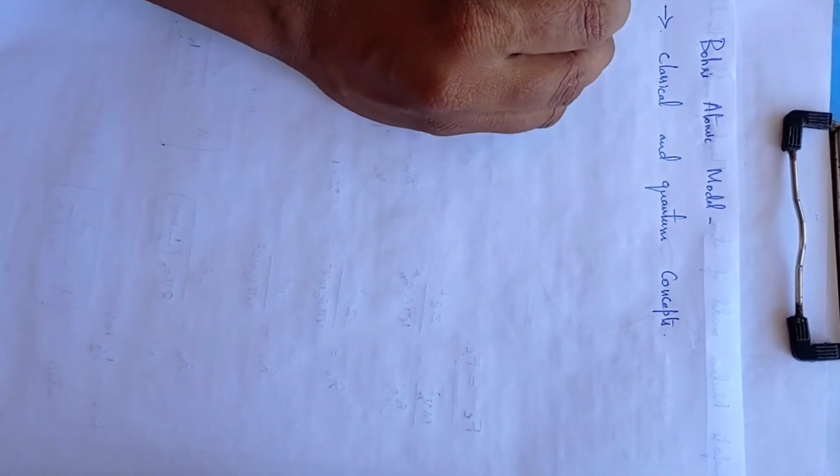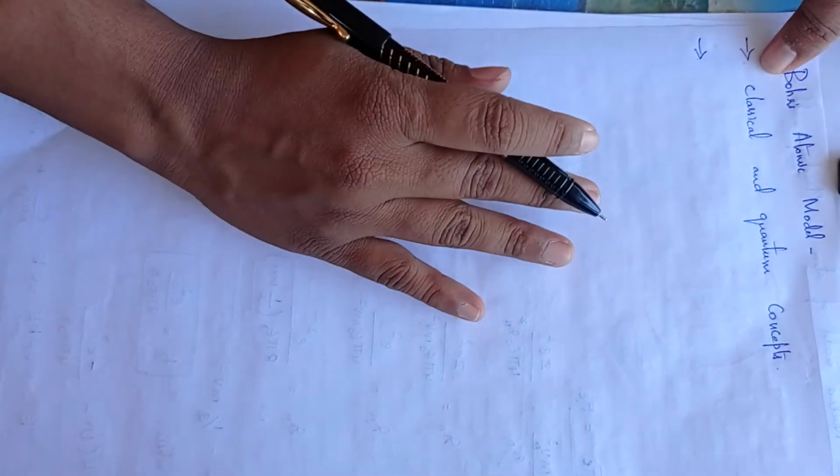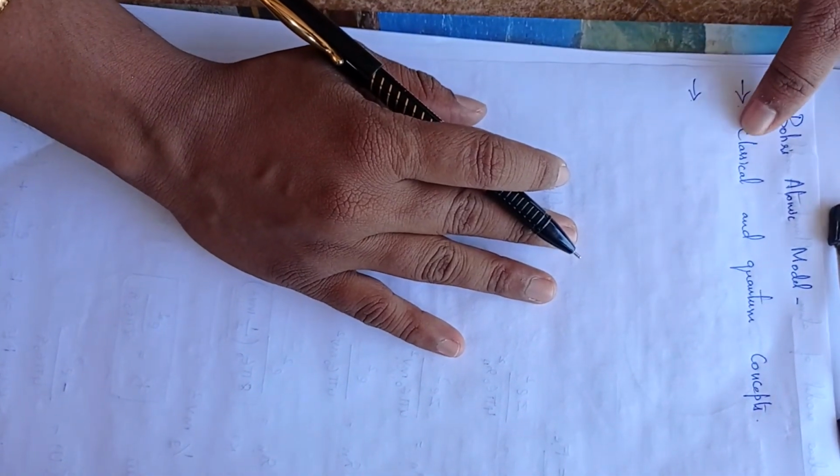So he had three postulates. We have seen the postulates of the Bohr atomic model, so go to the textbook. You have the postulates. Today I'll be showing you the derivation of radius, velocity, energy and wave number, as well as frequency of the hydrogen atom. So in order to start, let us move on with the third postulate of Bohr.